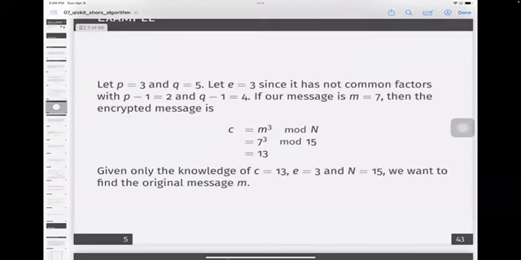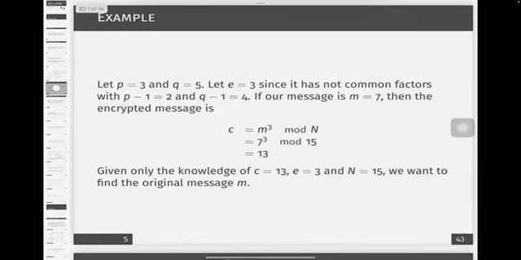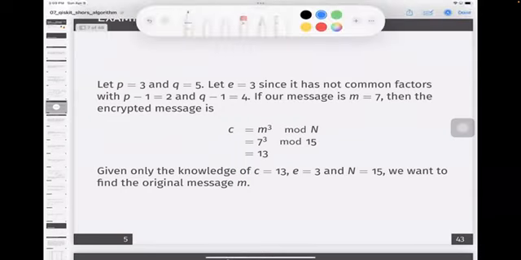Okay, so let's have an example. Let's have numbers P equal to 3, Q equal to 5, and let's choose E so that E does not have anything in common with P minus 1 and Q minus 1. Okay, so let's choose E to be equal to 3.